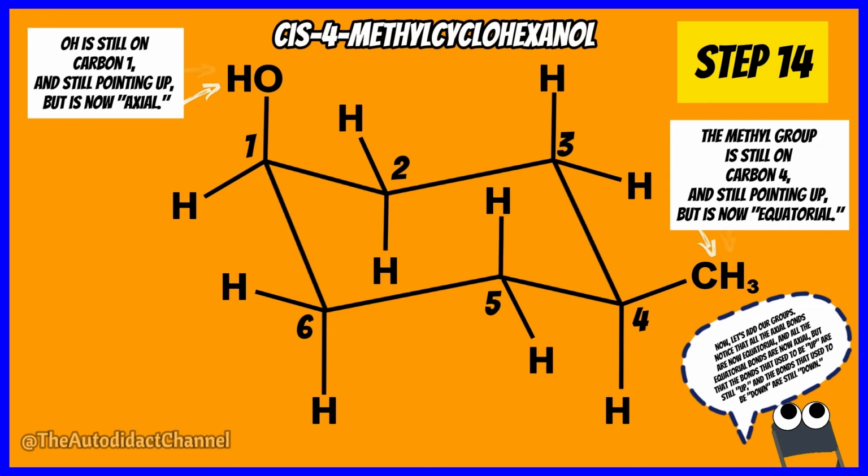Notice that all the axial bonds are now equatorial, and the equatorial bonds are now axial, but that the bonds that used to be up are still up, and the bonds that used to be down are still down. Notice that our groups remain on the same carbons, with the OH or hydroxyl group still on carbon 1, and the methyl group still on carbon 4. The molecule is still cis, so both groups are still pointing up, but the OH is now axial, and the methyl group is now equatorial.